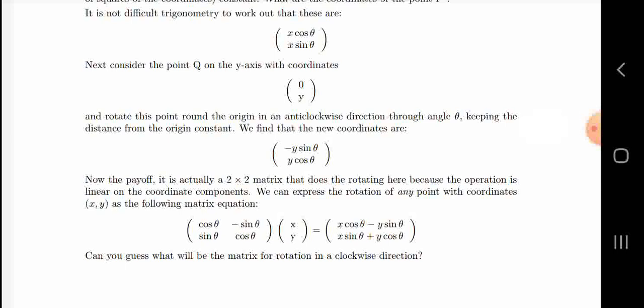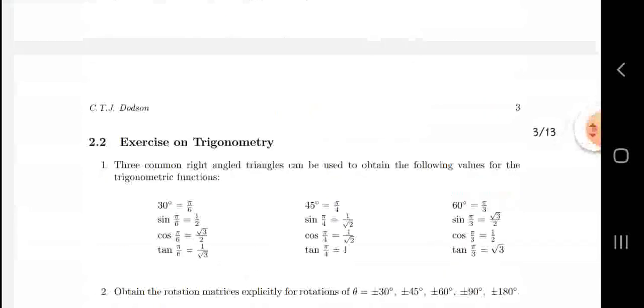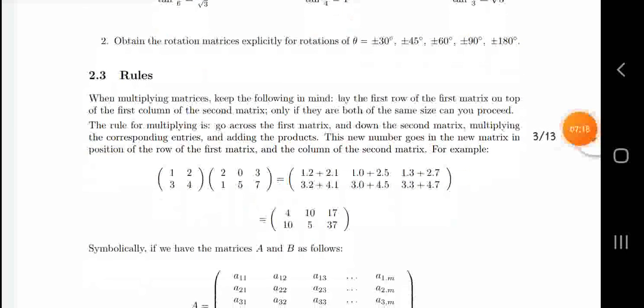When we add both of these, we will get the matrix cos theta, minus sin theta, sin theta, cos theta, multiplied by x, y. So therefore it will be x cos theta minus y sin theta, x sin theta plus y cos theta. Like this you have to do the multiplications in the matrix. So there is an exercise on the matrix, where they have given some sums for you to solve.